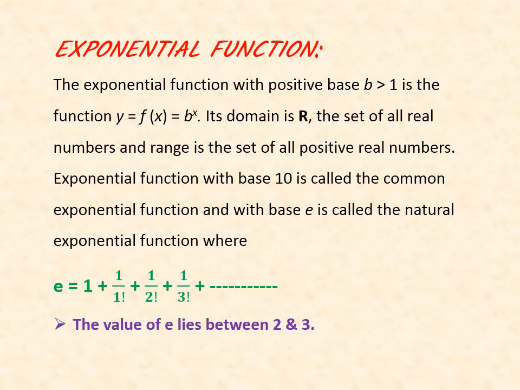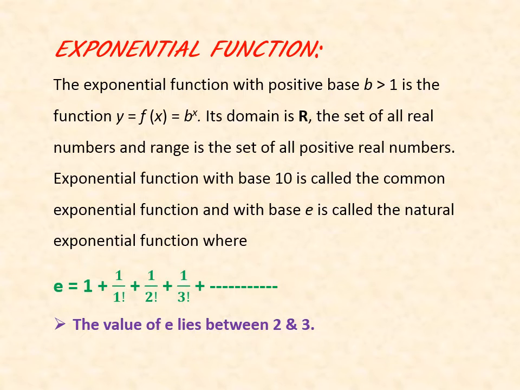In place of b, if you have 10, that is called a common exponential function. And sometimes we write the base as e, small e. Then it is called a natural exponential function. If the base is 10, it is called common, and if the base is e, it is called natural exponential function.